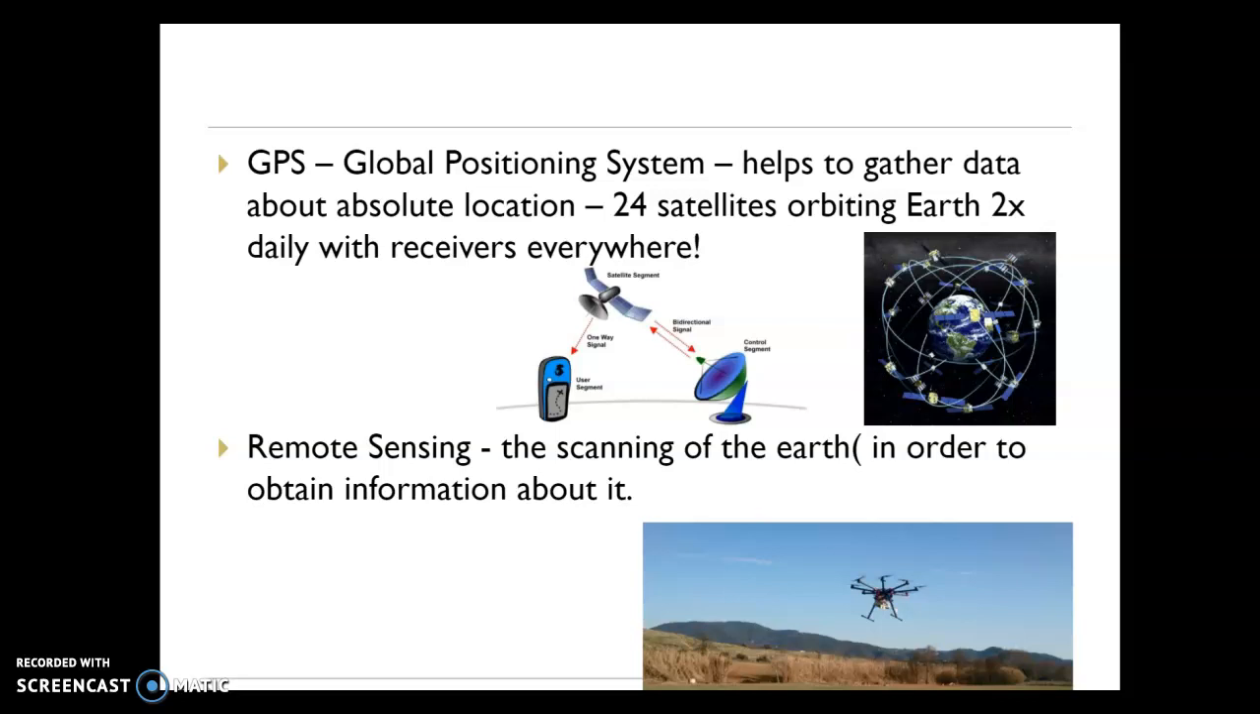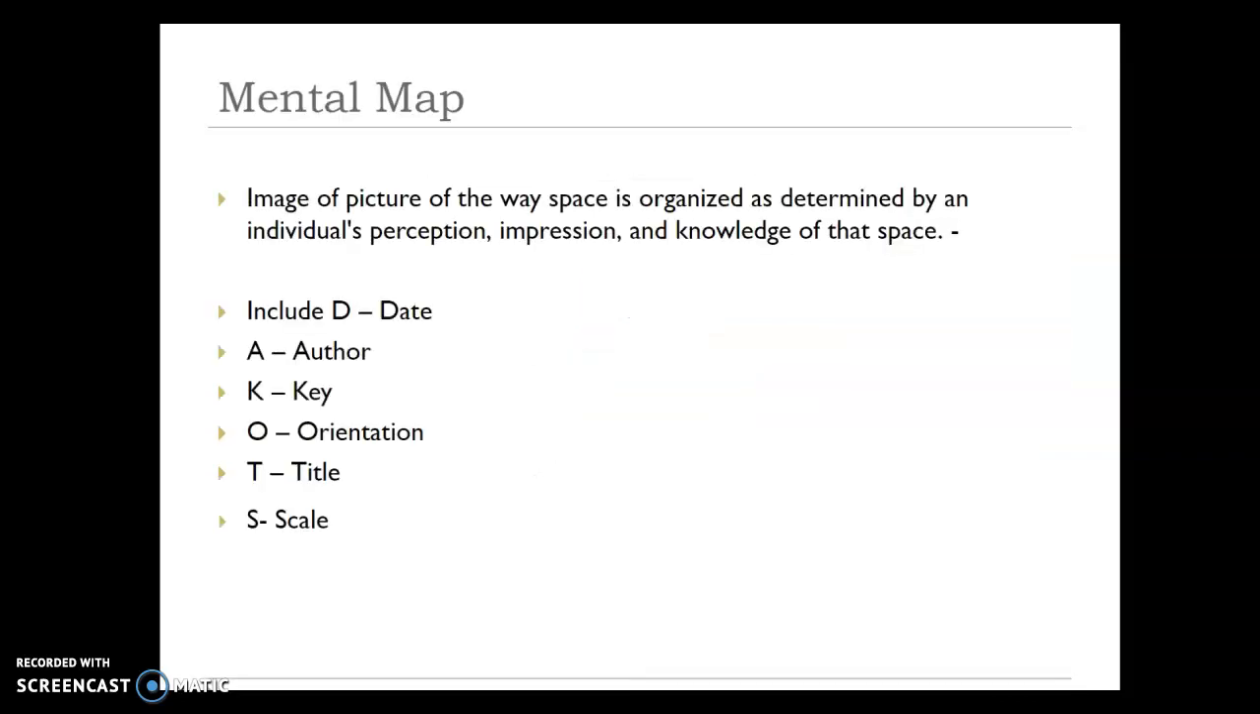And then a term that goes along with it is remote sensing. This is the scanning of the Earth in order to receive information about it. So those are the three important definitions from the video.